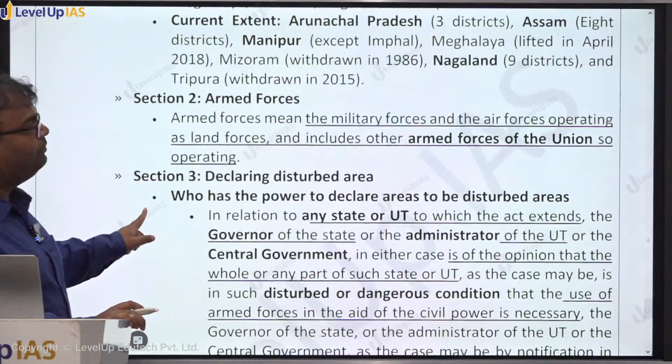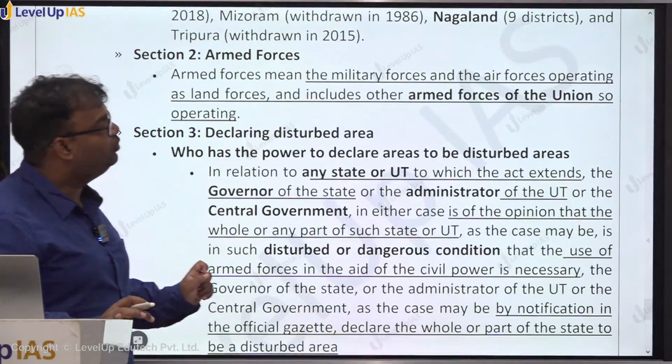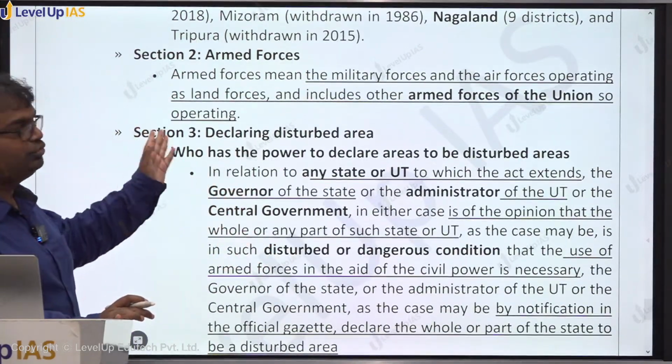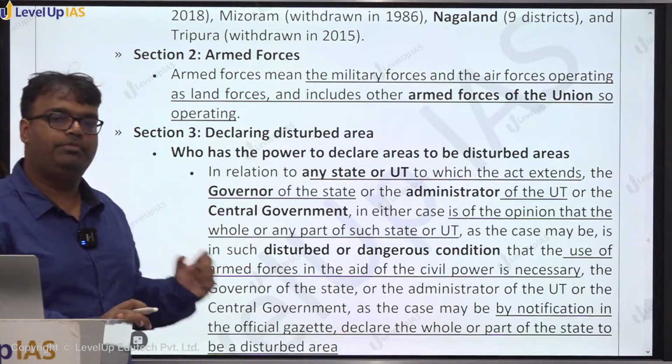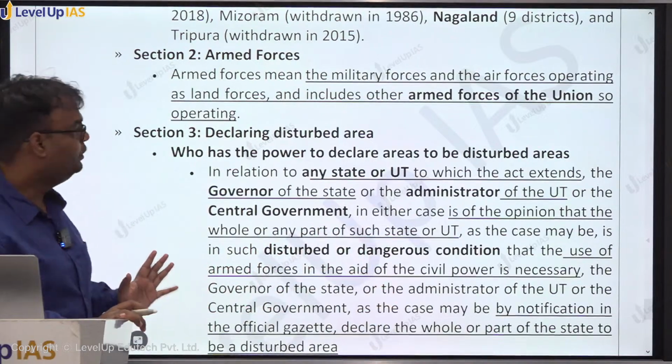Section 2, how does it define armed forces? It says military force and the air force operating as land force and includes other armed forces of the union. So basically यूनियन गवर्नमेंट के आर्म्ड फोर्सेस जो वहां पे ऑपरेट कर रहे हैं, they will be included in the definition of this.